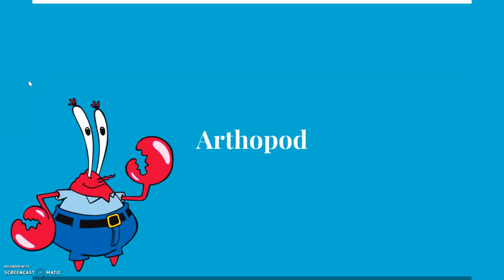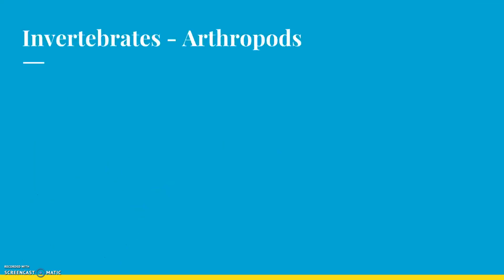We are capping off our invertebrates today. You're going to learn about arthropods and echinoderms. So you can look at this picture of Mr. Krabs and you can see that an arthropod must include crabs, hence why he is there. So if you're a SpongeBob fanatic, that should make some sense.